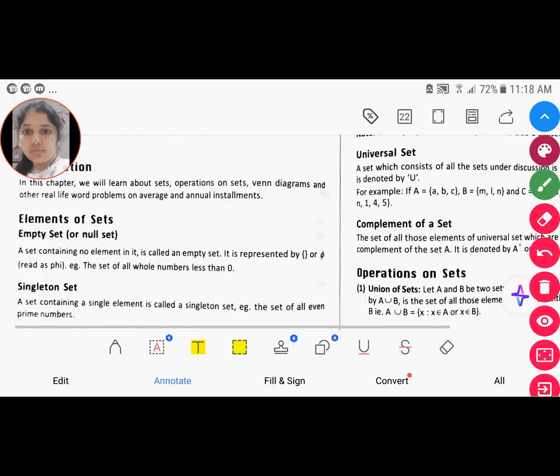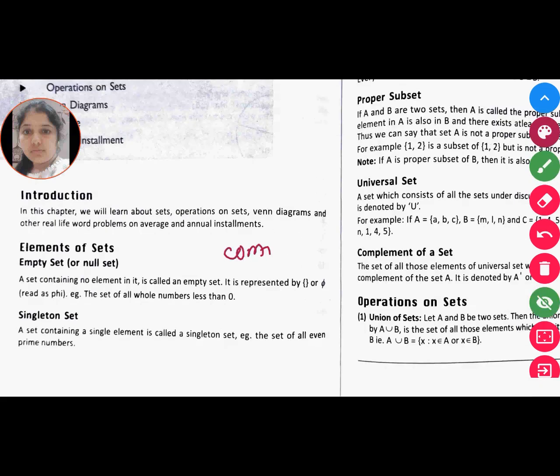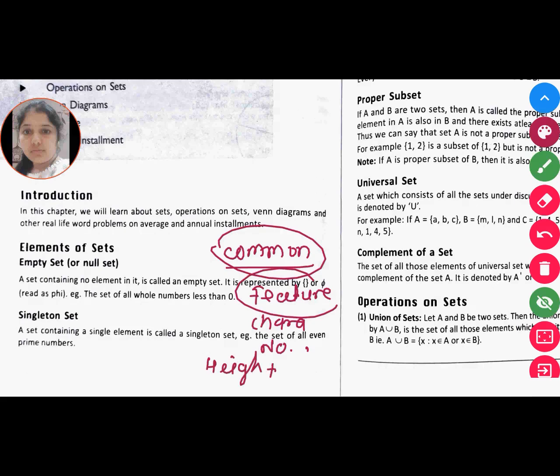Now what is meant by elements of the set, or what is meant by set? Set means a group of elements possessing some common feature, characters or numbers. For example, if we calculate the height or age of school students, or natural numbers, whole numbers, different kinds of number types, these elements are kept in a group, and that group is known as a set.